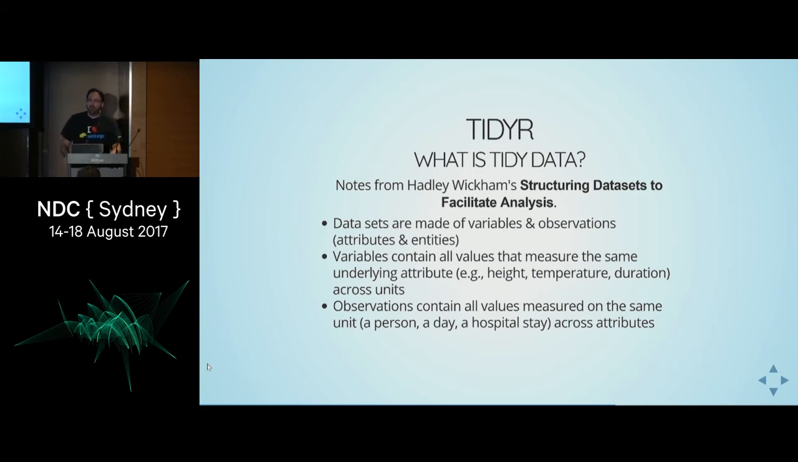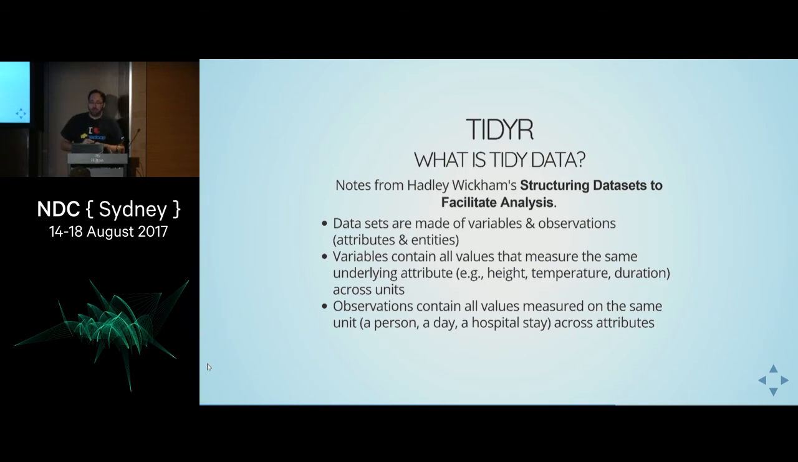Wickham is one of the key players in the R space, and his work structuring data sets to facilitate analysis, despite having a very academic title, is a really good read. Basically, he starts from the premise that data sets are made up of variables and observations. A variable in a data set is a column. An observation in a data set is a row. In relational database terminology, variables are attributes and observations are entities.